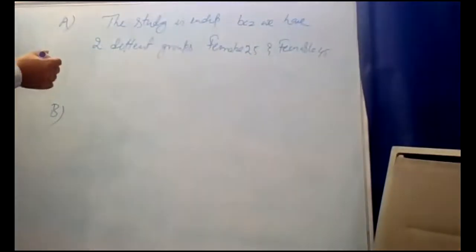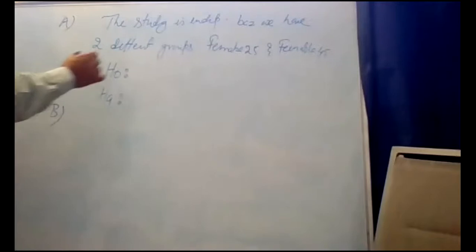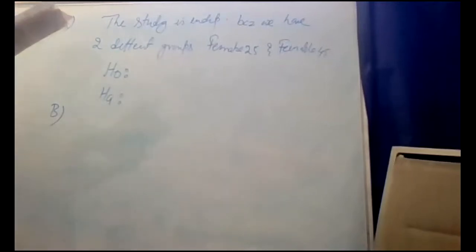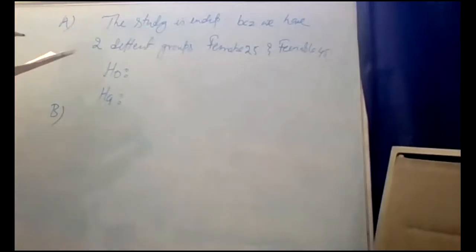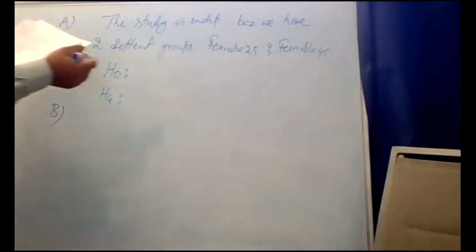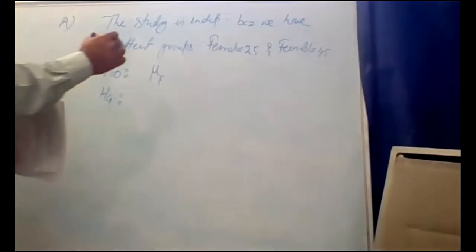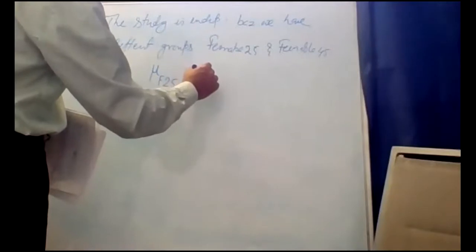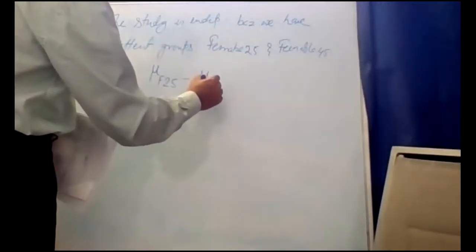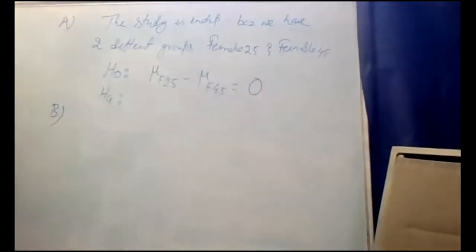And based on that, can you formulate H naught and H alternative? What will be the H naught? So H naught, the null hypothesis, will be there is no difference between the mean value of female age of 25 and female age of 45. So one could write it in such a way: mu F 25 minus mu F 45. So the null hypothesis is there is no difference, equal to 0.